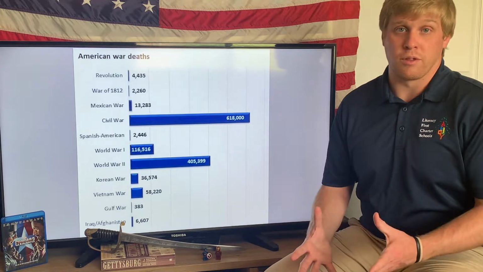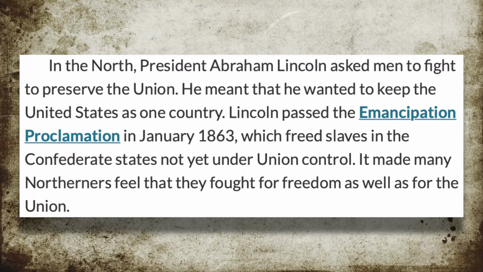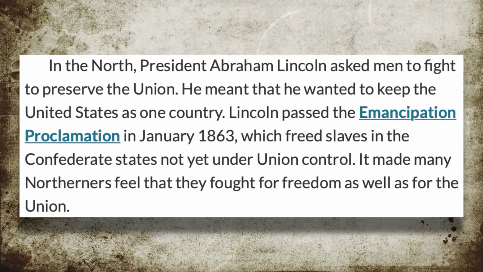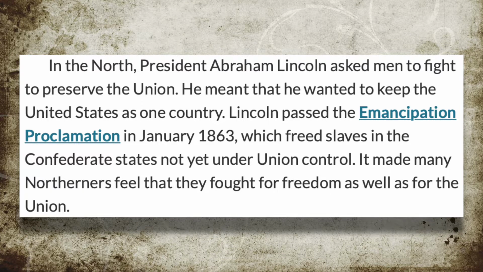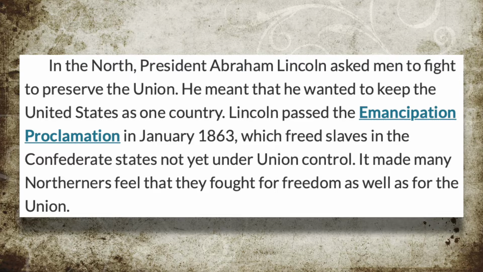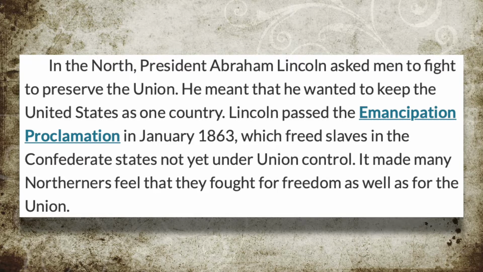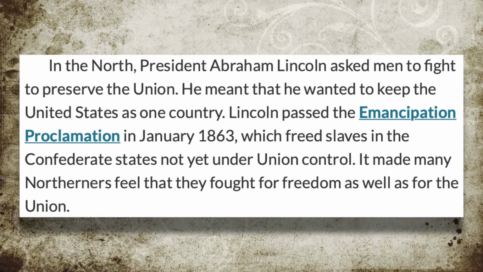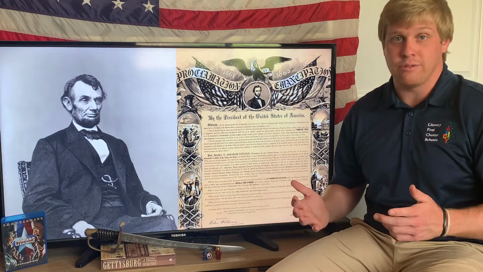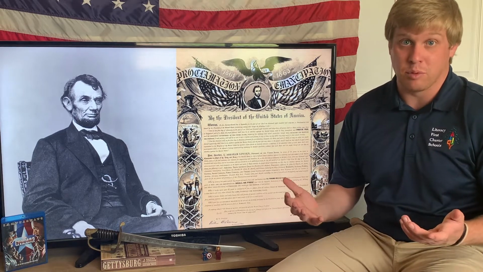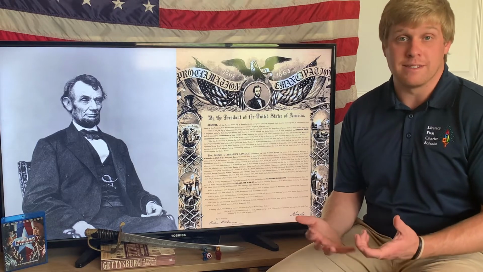Let's start with the North. In the North, President Abraham Lincoln asked men to fight to preserve the Union. He meant that he wanted to keep the United States as one country. Lincoln passed the Emancipation Proclamation in January 1863, which freed slaves in the Confederate States not yet under Union control. It made many Northerners feel that they fought for freedom as well as for the Union. This is what Lincoln is most known for, ending slavery in the United States from a legal standpoint. Now, most Southerners still had slaves after this, but at that point they were considered illegal.